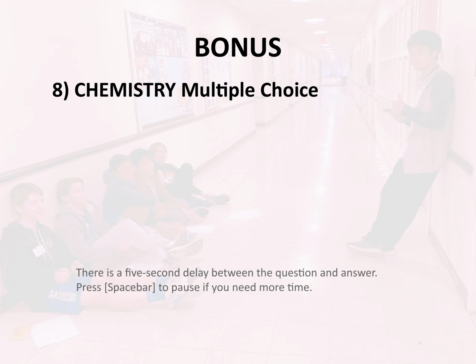Bonus 8. Chemistry. Multiple choice. Which of the following silver salts with the given KSP values has the greatest molar solubility? W. Silver chloride, KSP equals 1.8 times 10 to the power of negative 10. X. Silver bromide, KSP equals 5.0 times 10 to the power of negative 13. Y. Silver iodide, KSP equals 8.3 times 10 to the power of negative 17. Z. Silver cyanide, KSP equals 1.2 times 10 to the power of negative 16.